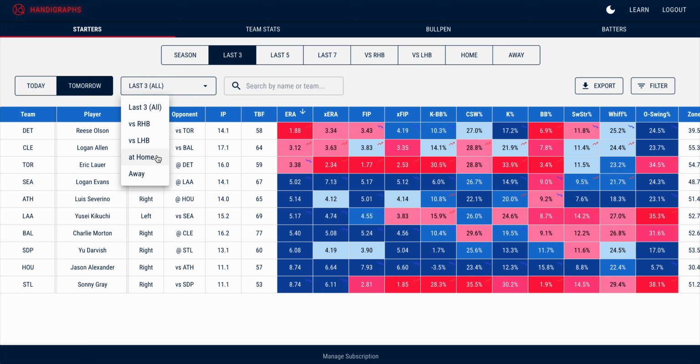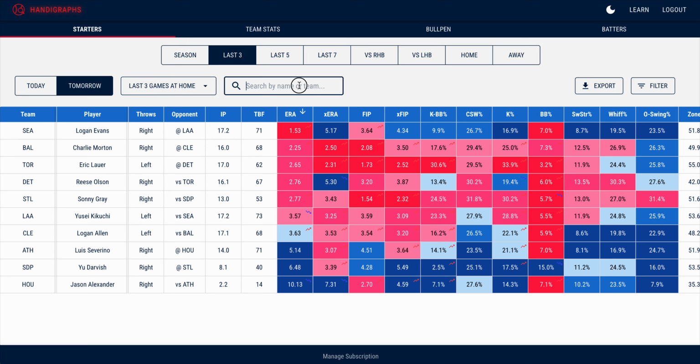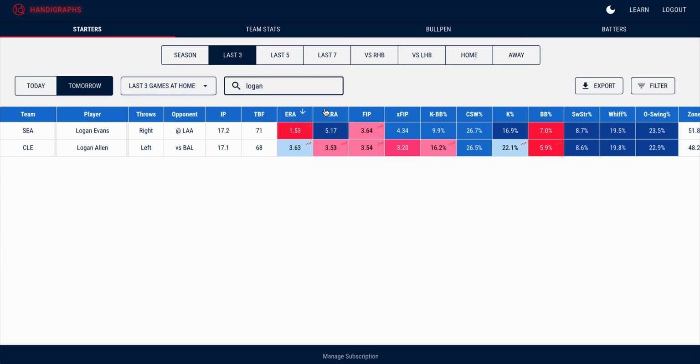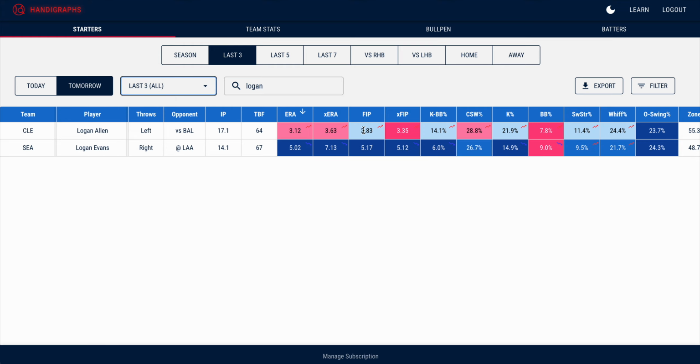We know that they're at home, so we take a look. What do we have for Logan Allen here? All right, so his last three at home. He actually should have been worse than he is in his ERA. We'll take a note of that. That might mean some runs or something like that. But overall, what we're seeing in his last three is that he's in good form.